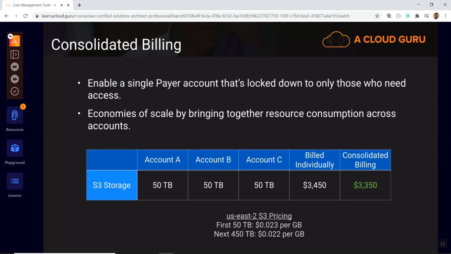But S3 has tiered pricing. So for the first 50 terabytes, it's one price. And then once we get over 50 terabytes, there's another price, a cheaper price. So if we consolidate these accounts together, we have a total of 150 terabytes of storage space that we're paying for. And our consolidated bill, taking advantage of that tiered pricing, is $3,350. Additionally, you also get the benefit of a higher aggregate bill, which might give you more pull with AWS for certain credits or some negotiations.